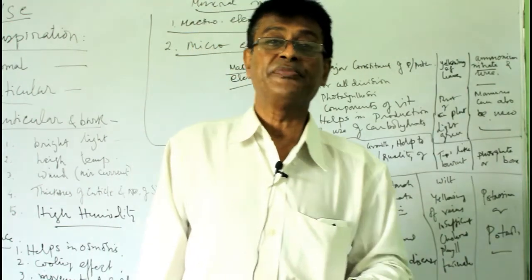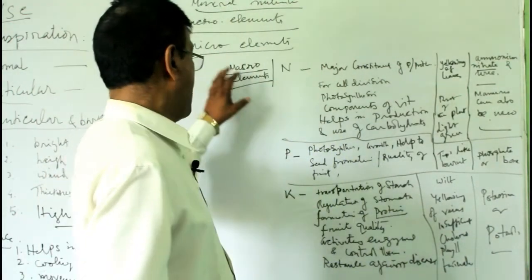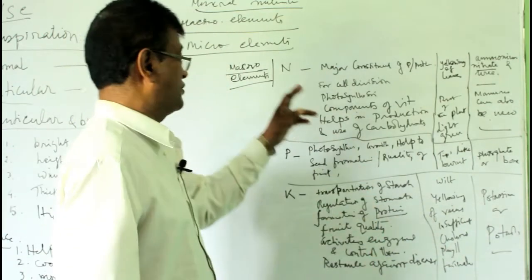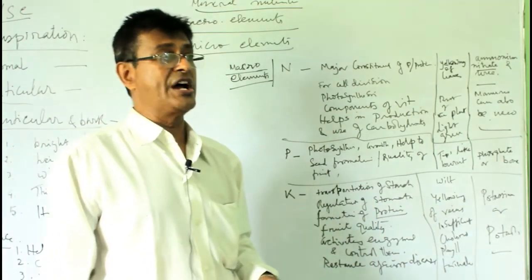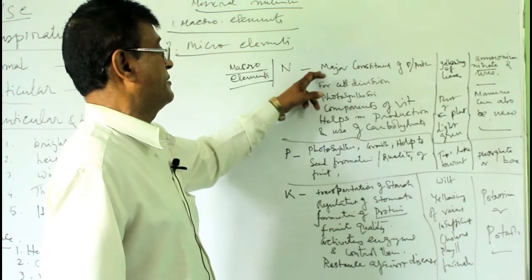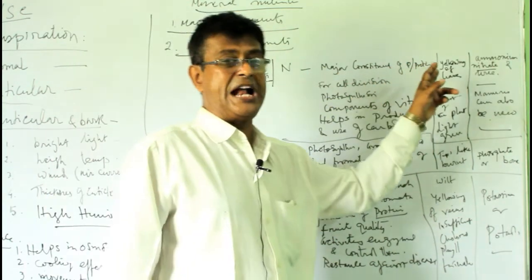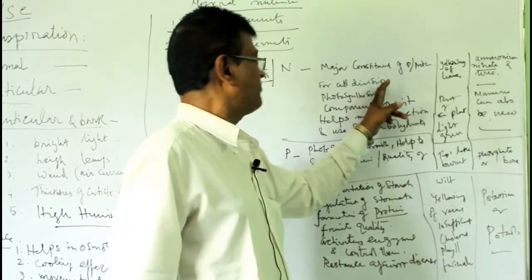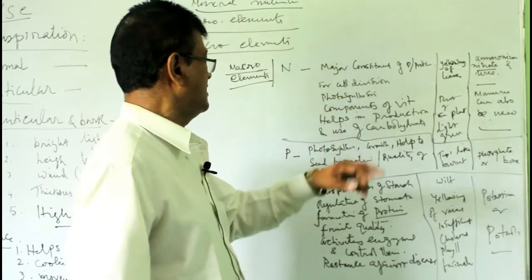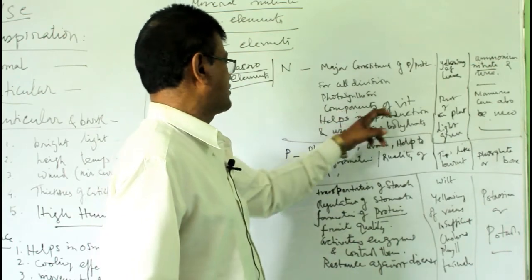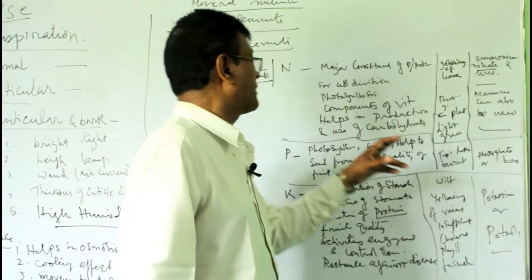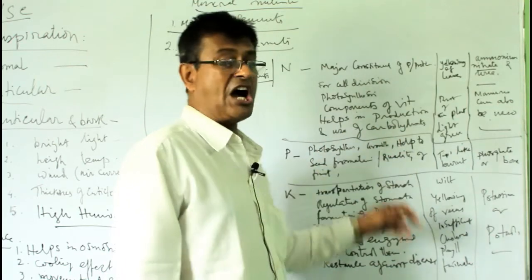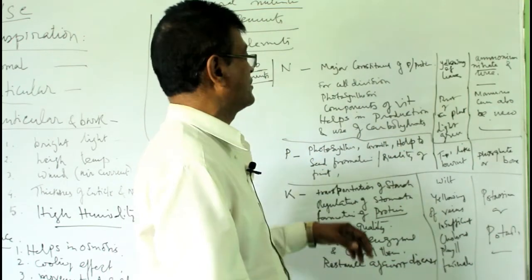Now we have the macro elements to discuss. The first macro element is nitrogen. What does nitrogen do? Nitrogen is the major constituent of plant protein, and it helps in cell division and photosynthesis. They also supply the components of vitamins. They help in the production and use of carbohydrates. That is for nitrogen.